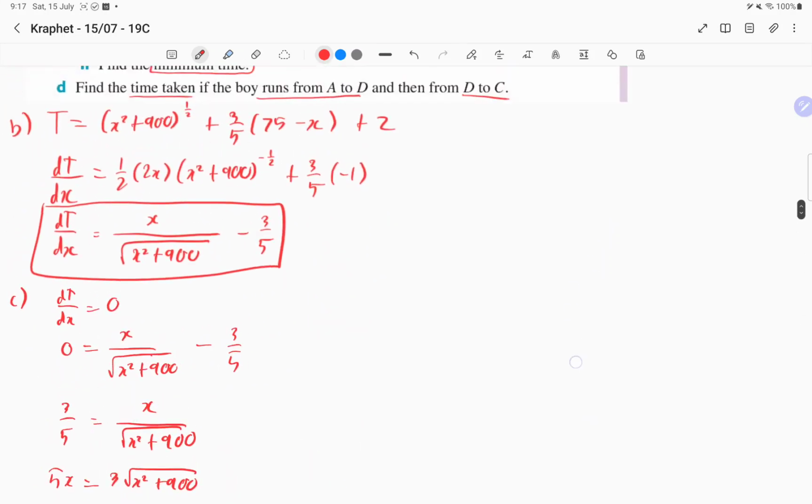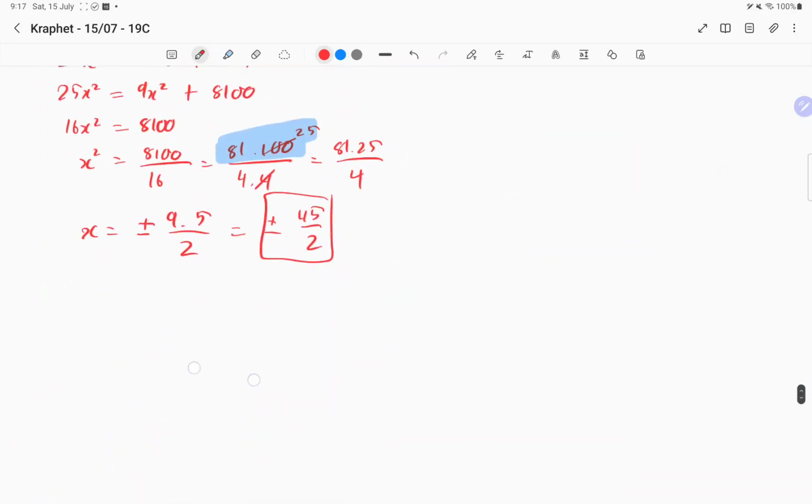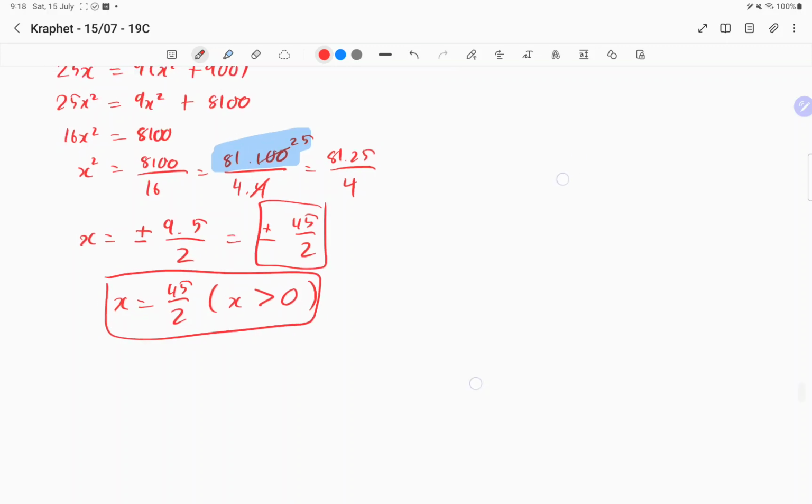Now, which one makes sense? X is the distance here, right? So it can't be negative, which means we only take the positive answer. So x equals 45 over 2, since x must be greater than 0. All right, so x is 45 over 2.